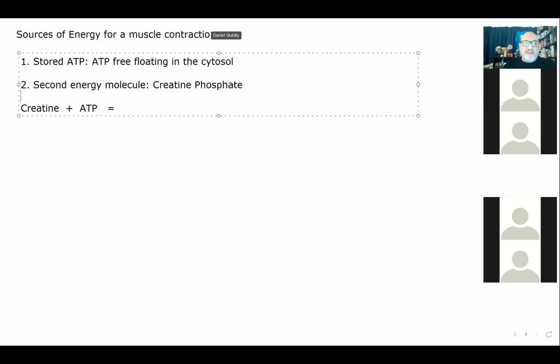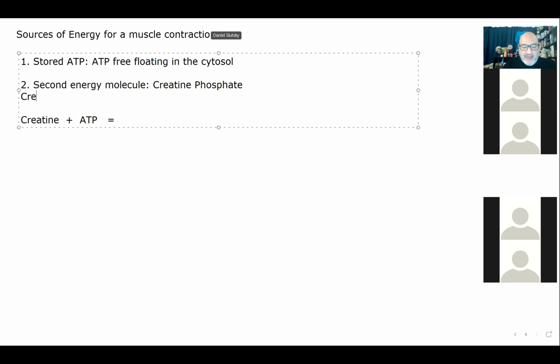But that's not what creatine does. Creatine actually stores the energy. So when it comes across that ATP, it grabs off that phosphate, it becomes creatine phosphate. And of course, the ATP becomes ADP.